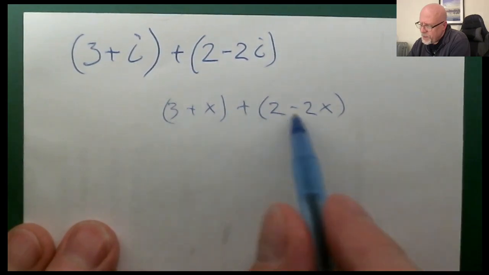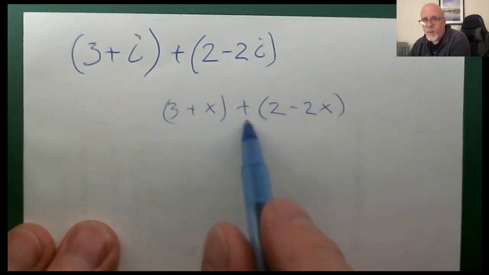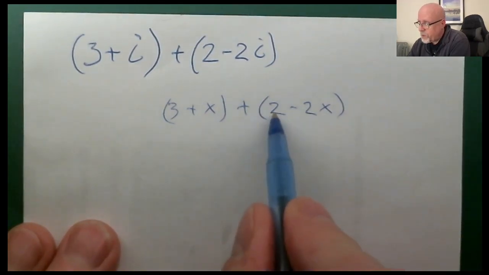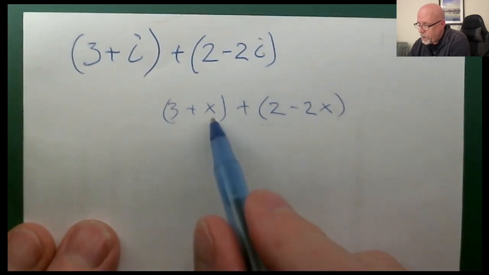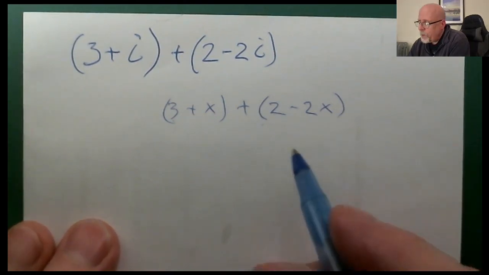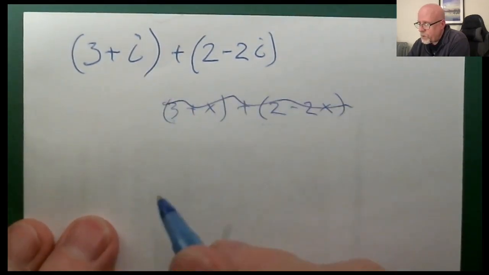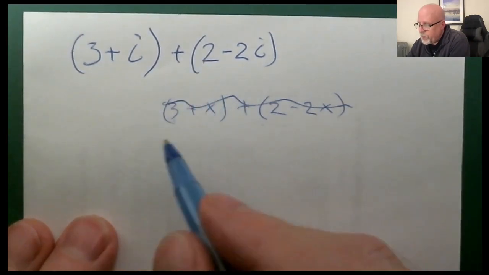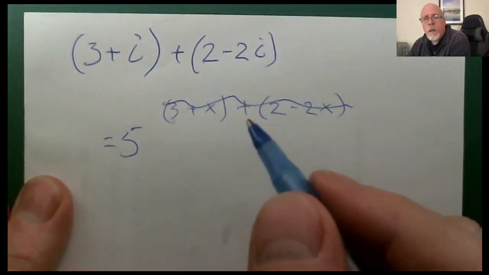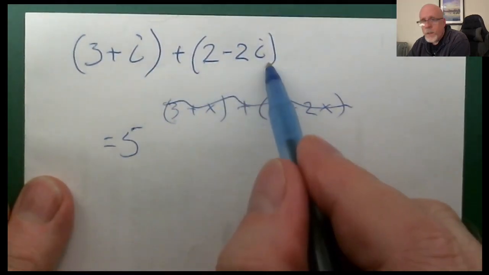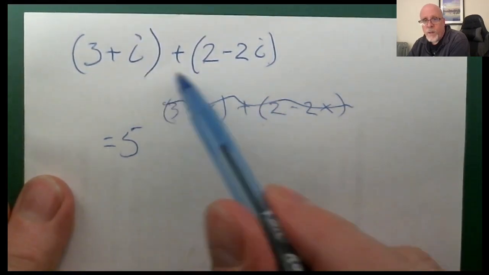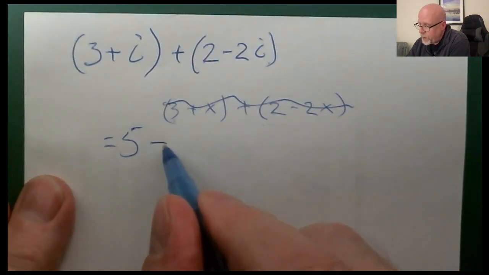Why? Because you're very used to dealing with like terms. You put the like terms together. The 3 and 2 are both constants, and the x and minus 2x are both multiples of x. Those things can be grouped. So let's do that with our actual example. 3 and 2, the real parts of those complex numbers, we add together and get 5. And then i and minus 2i are the imaginary parts, but what do you get if you add a thing to negative 2 of it? You get minus i.